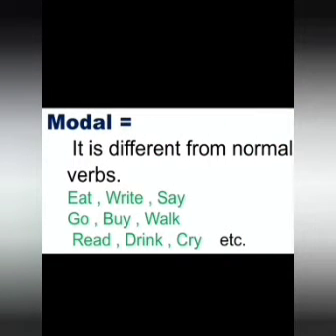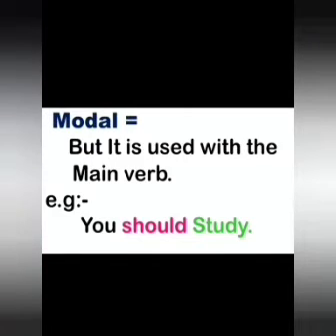For example: eat, write, say, go, buy, walk, read, drink, cry, etc. These all are normal verbs. Modal auxiliary verbs are different from normal verbs, but they are used with the main verbs. Example: you should study. Should is modal. Study is main verb. Modals will always be with main verbs.